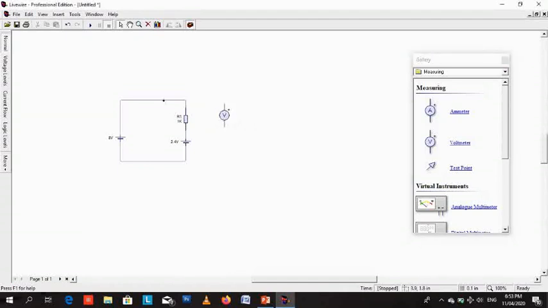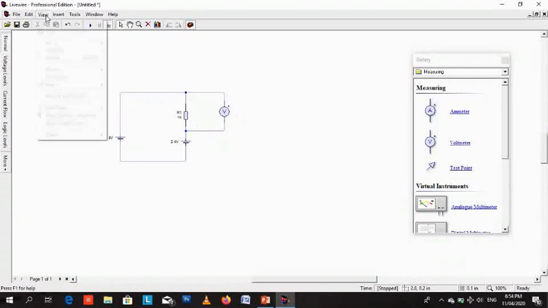So let's drag this cable up a bit, move the resistor up, left click and drag, click, connect, click, connect. So we've connected the voltmeter across the load resistor.